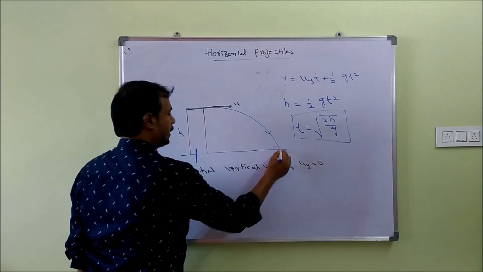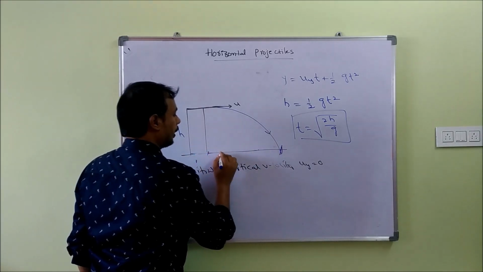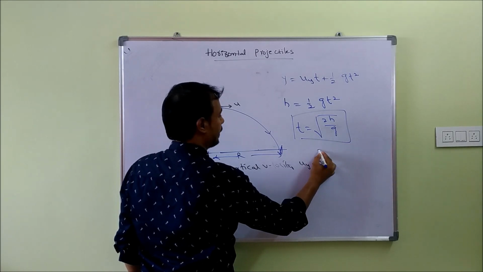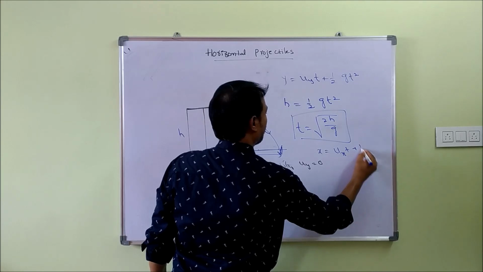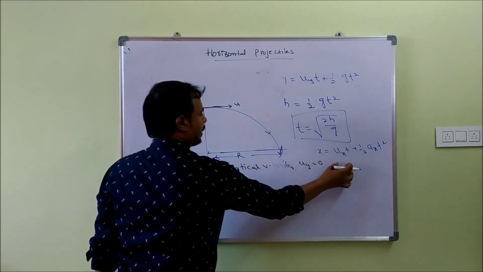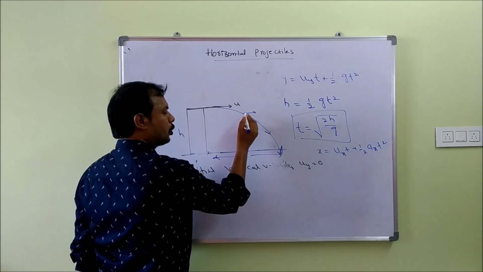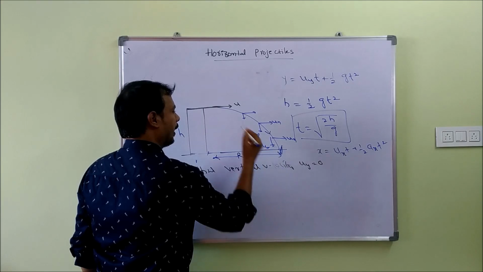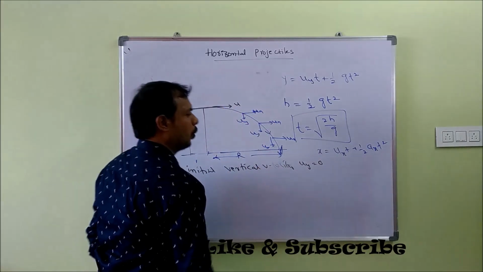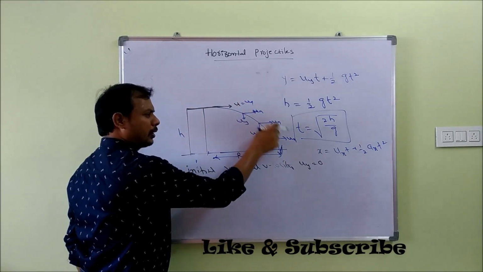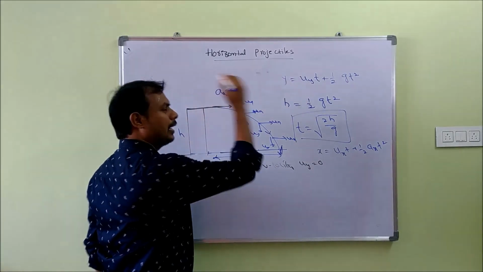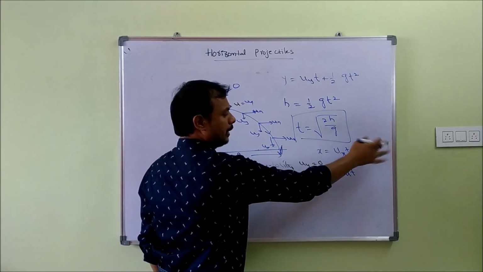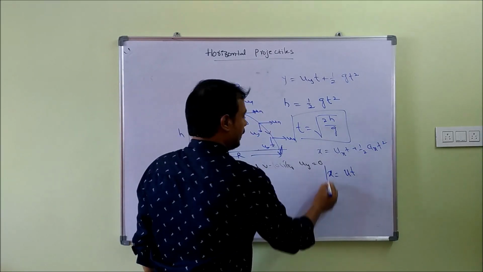And what is the range? How much distance is covered by the body? Nothing but range R. Applying the same second equation of motion with respect to the x-axis, x equals ux t plus half ax t square. Ux is nothing but the initial velocity u. The initial horizontal velocity has no change, but the vertical velocity is going to change. So ux remains the same, therefore the acceleration in the horizontal direction is 0. Then x equals ut, the second term is completely 0. This is the range equation.